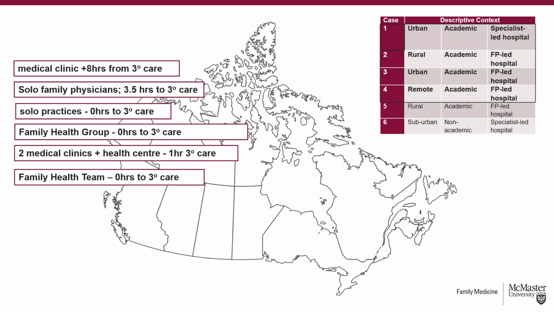So for this case study, we had 6 cases across the country, and I've removed the geographical markers from this map because I know that I'm going to put this video on YouTube. But we made sure that these cases represented a mix of urban, rural, and remote locations, academic and non-academic, and that they were various distances to tertiary care and had differing levels of resources.